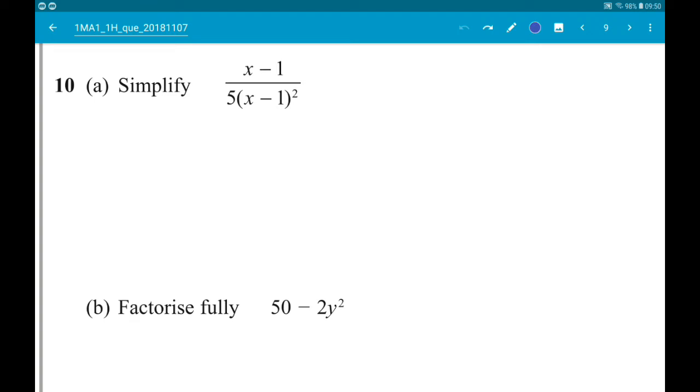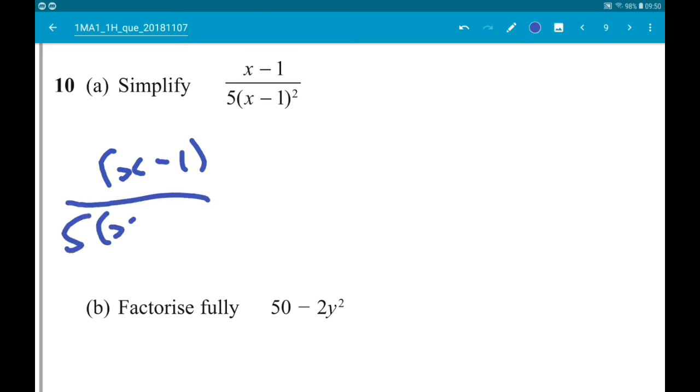Okay, number 10A, one says to simplify (x minus 1) over 5 times (x minus 1) squared. So, between the top and the bottom here, there is a common factor of x minus 1. So it might help to put the top in brackets. Maybe you don't have to. So what we can do here is divide top and bottom by x minus 1. So on top we get 1. And on the bottom we get 5 times (x minus 1).